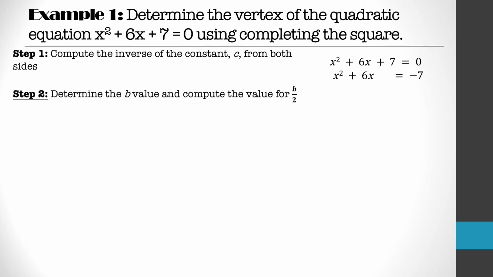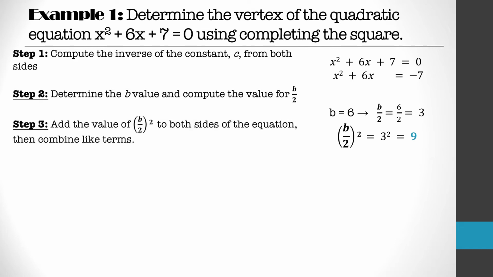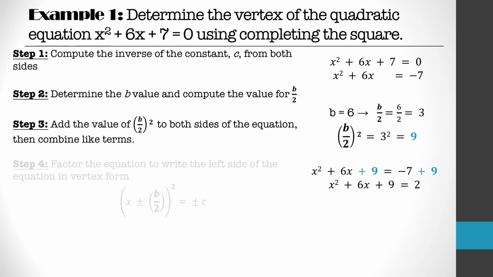Next, we're going to determine the b value and compute the value for b divided by 2. In this case, our b value is 6. 6 divided by 2 is equal to 3. Then we find our b divided by 2 squared value and add it to both sides. So 3 squared is equal to 9. I then add 9 to both sides and simplify to get x squared plus 6x plus 9 equals 2.